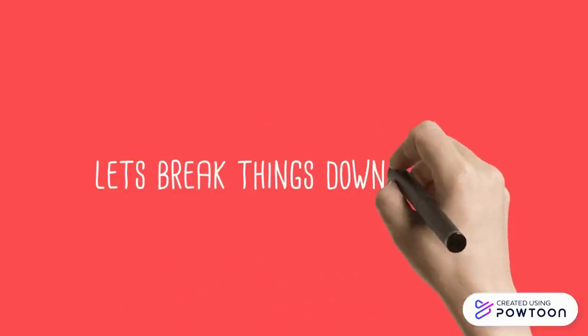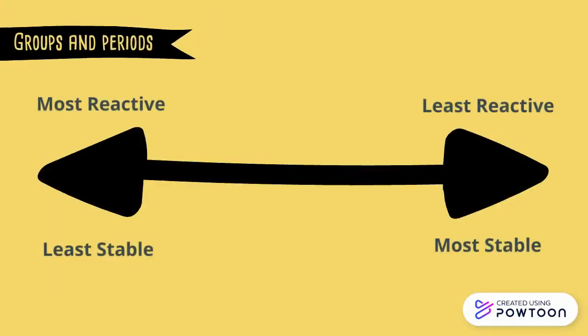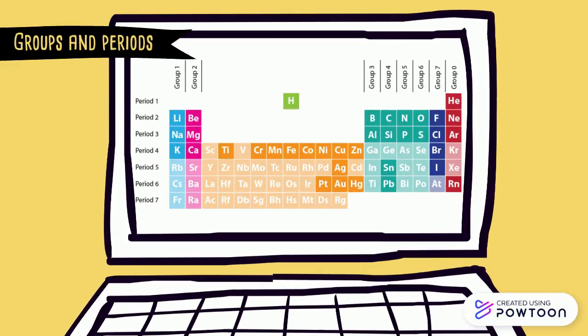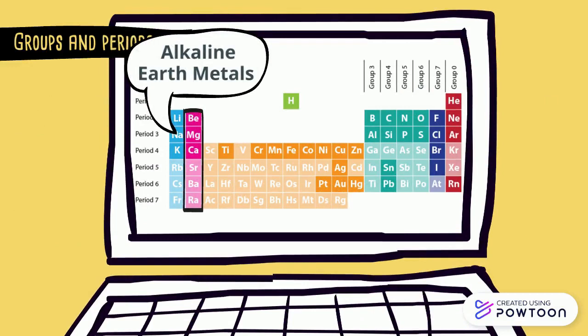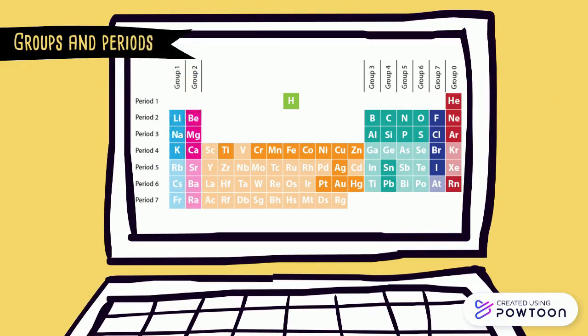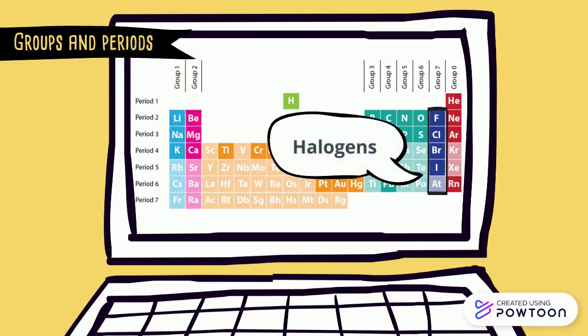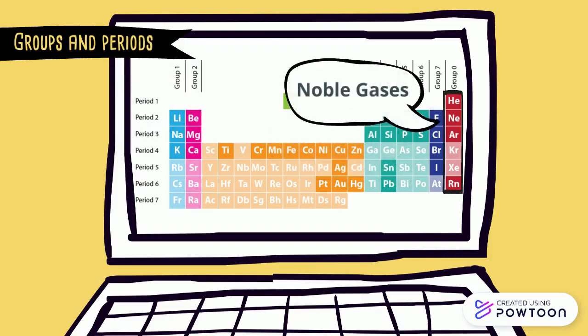Let's break things down further. The periodic table also organizes elements in terms of how stable or reactive they are. Group 1, alkali metals, are the most reactive of the elements. Group 2, alkaline earth metals, are the second most reactive. On the other side, in Group 7, halogens are the second most stable, and noble gases are the most stable.